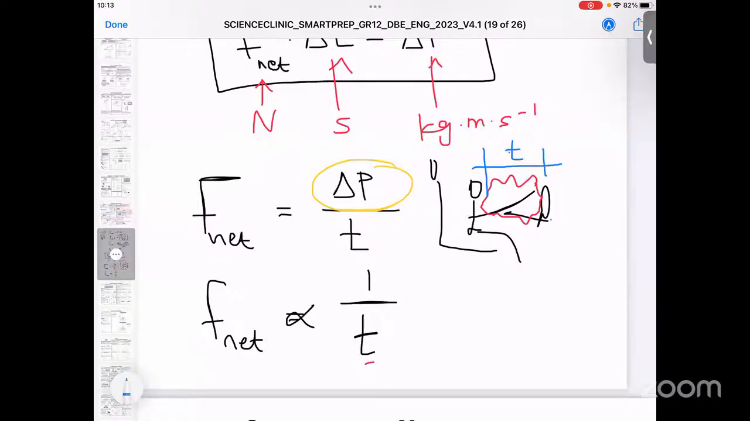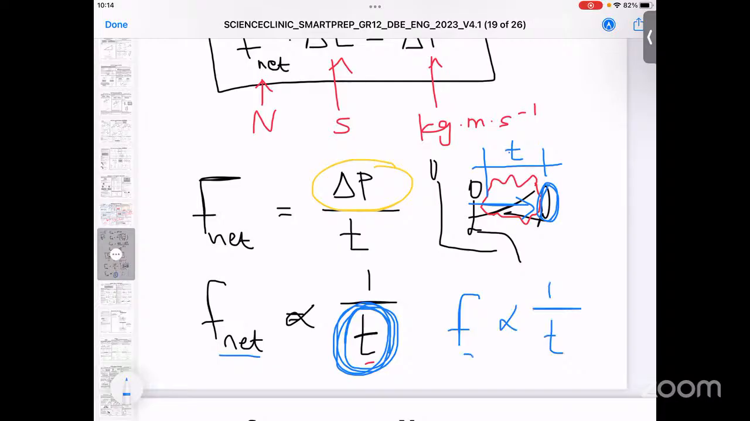So imagine a situation whereby it takes long for you to be in contact with that steering wheel. You won't feel much pain compared with a situation where there is no airbag, where immediately after the accident you just hit that steering. So that is the principle: the longer it takes, the lesser the force. That is why F is inversely proportional to the time.